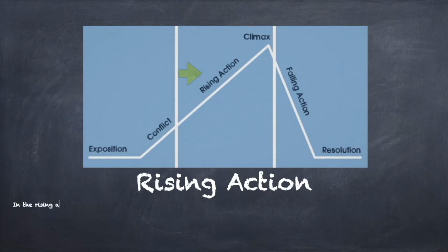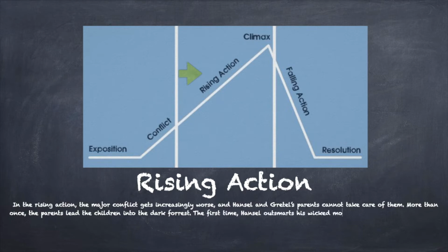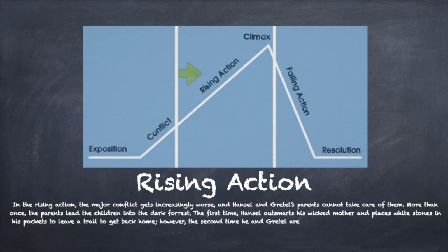The rising action is when the major conflict in the story gets increasingly worse. So the major conflict in Hansel and Gretel is there's a famine in the village that they live in. The parents can't take care of them, so they take Hansel and Gretel into the forest. Hansel outsmarts them though. Hansel puts white rocks into his pocket to leave a trail for him and Gretel to find their way home. And they do find their way home, but the famine once again increasingly gets worse, and the parents have to take them deeper into the forest so that they don't find their way home. Hansel's unable to get stones this time, so he uses breadcrumbs to try to leave a trail. But birds eat the breadcrumbs, and they're not able to find their way home.